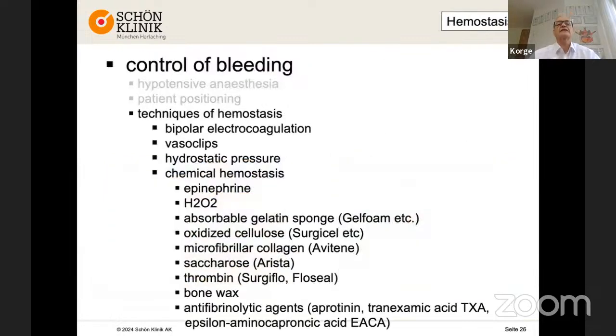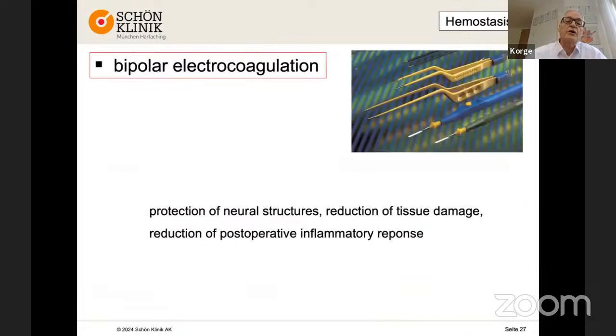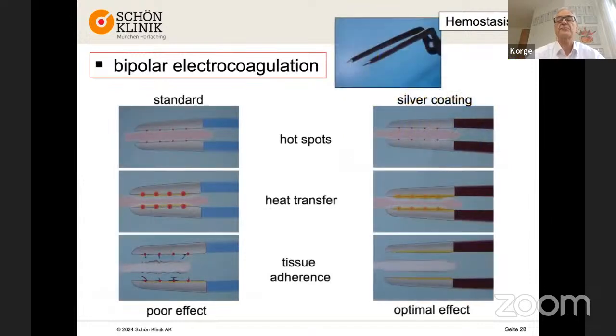And now we have the different techniques of hemostasis. What everybody knows is bipolar coagulation. You can do this in a microscope or even in an endoscope, or exoscope, of course, by protecting the neural structures and make a very sufficient post-operative hemostasis. Important is the small detail.